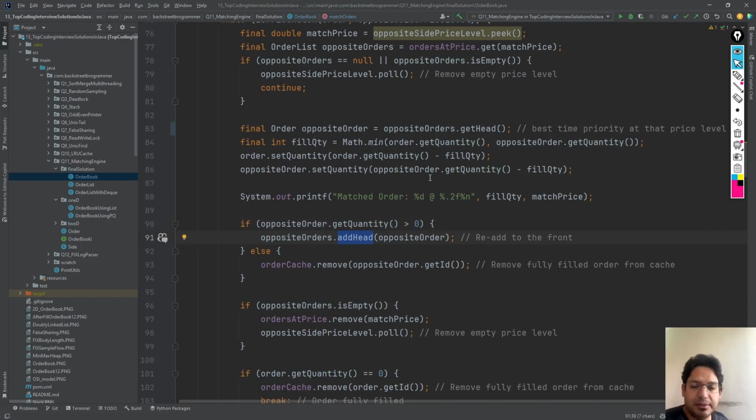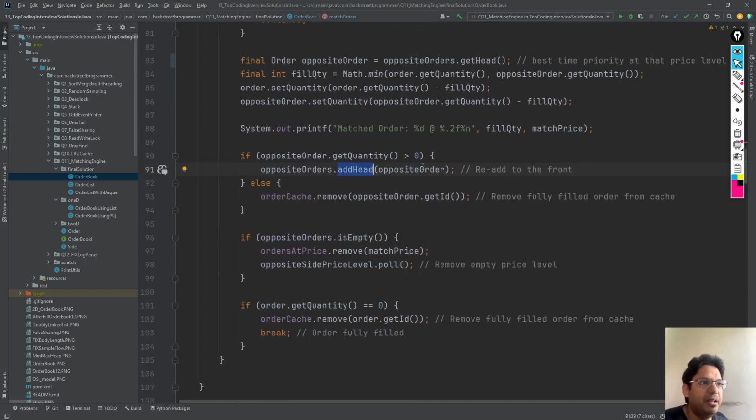So by maintaining this doubly linked list, one thing is guaranteed: whenever we try to get the head to match, that is also O(1). And once we add the residual quantity of the same order, we add it back at the head, because it still has the best time priority in our order list. And if we have already exhausted everything, then we simply remove it from our order cache. If at the same price level we have exhausted all the orders of the opposite side, then we'll remove this particular opposite order ID by using this ID.